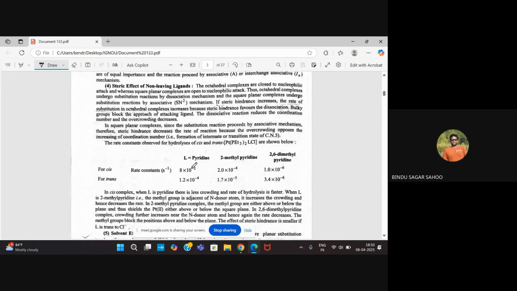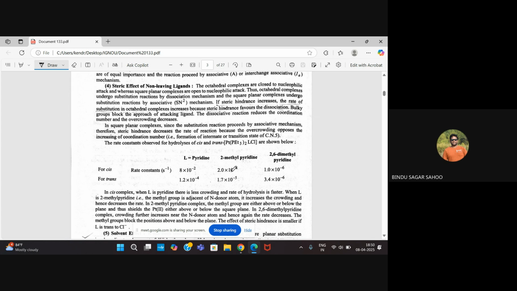Here you can check some data of the rate constant. Here we are taking one cis complex and trans complex. You can check any linear data also. In the case of pyridine, the value is 8 × 10^-2. If you put one methyl group on the pyridine, the rate will be 2.0 × 10^-4. That means the rate constant decreases. If you put another methyl group, then the rate will decrease further.